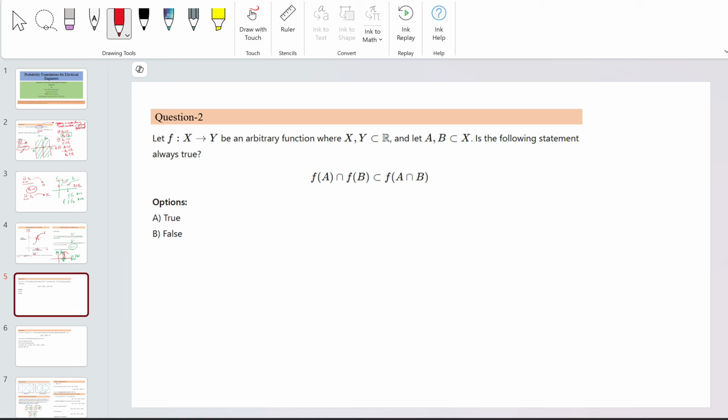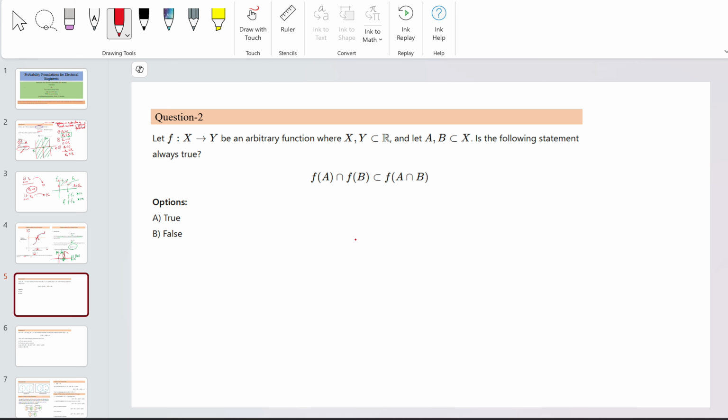Let me give the solution for this problem. It says there is a function f from X to Y, an arbitrary function where X and Y belong to the real numbers, and let A and B be subsets of X. Is the following statement always true? It says that f(A) intersection f(B) is a subset of f(A intersection B).